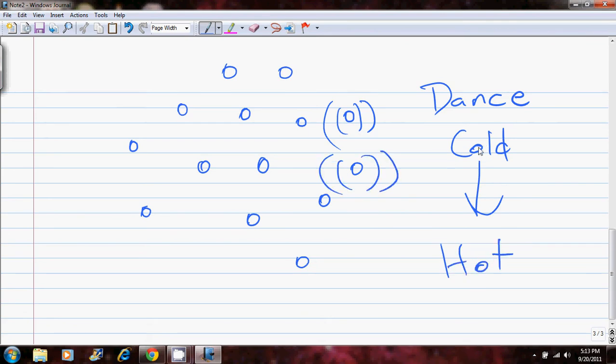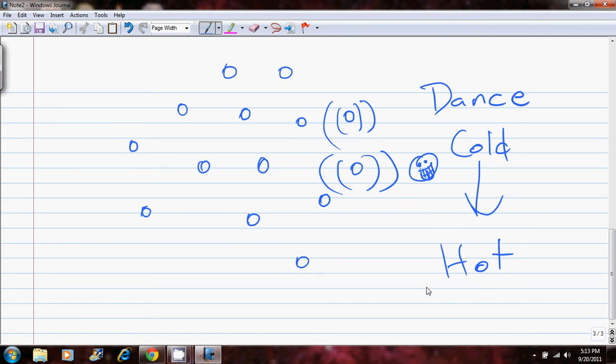So think of cold as being like a slow song, one of those R&B songs, and you're just kind of swaying back and forth, having a good time. You find a cute girl and say, hey, what's up? And you're going to be moving slowly.